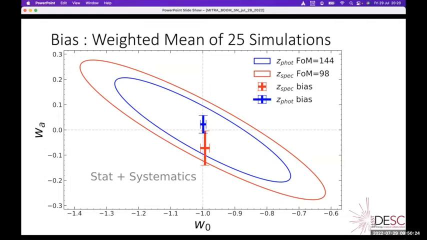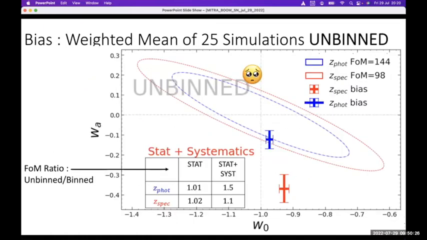I also mentioned the unbinned case. I just wanted to show the audience, just to give a flavor, what can be expected. In the unbinned case, we see that the bias is way bigger for both the spec and the photo, but the spec case goes way beyond. And so we're at the moment not in a place to use those for analysis.